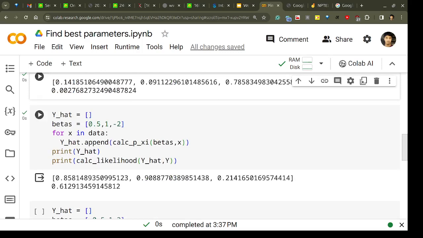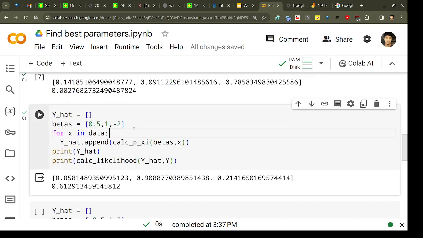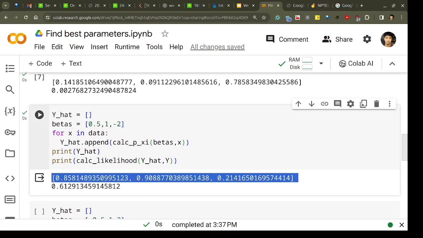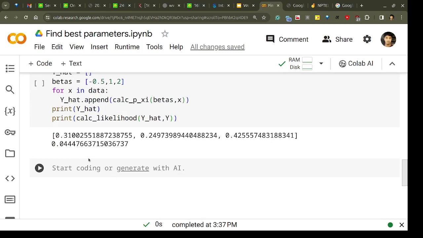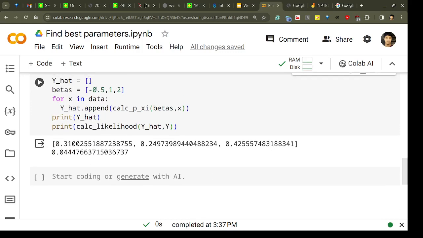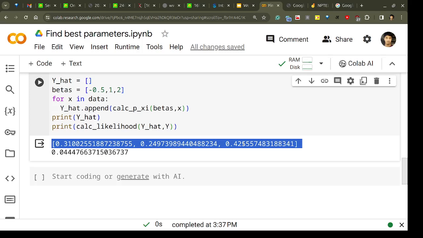Similarly, the third option is 0.5, 1, minus 2. If we calculate that, it will be 0.85, 0.90 and 0.21. Okay, and what are our actual labels? 1 1 0, and if we calculate the likelihood between them, we are getting 0.6129. Similarly for the fourth option, the beta values are minus 0.5, 1, 2, and if we calculate the p of xi values, 0.31, 0.225 and 0.42, and if we calculate the likelihood with respect to labels 1 1 0, we are getting 0.04.